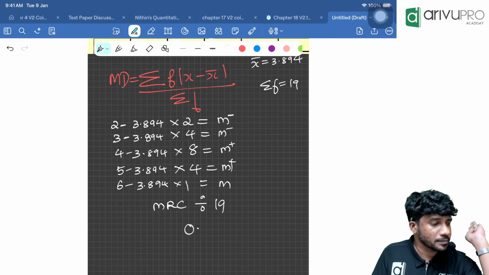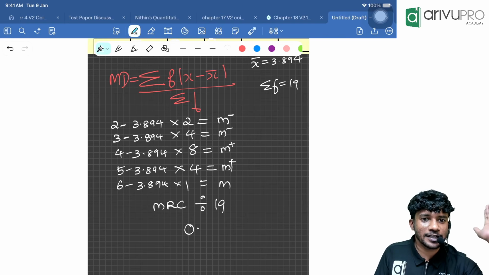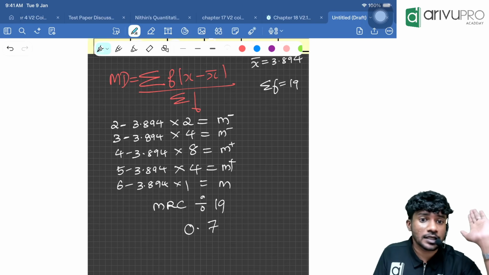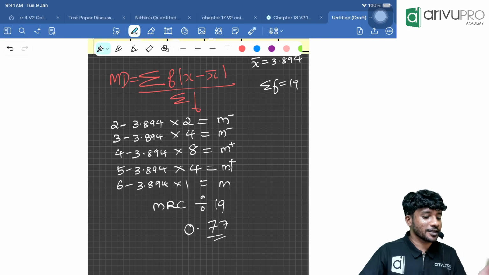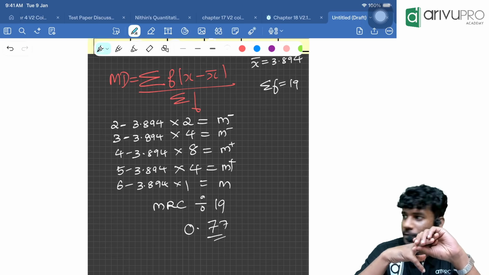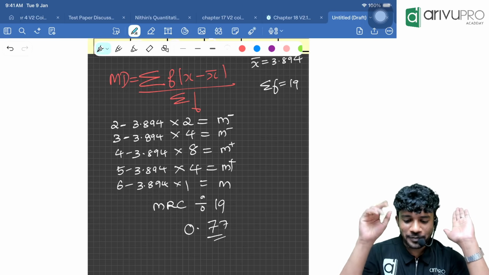Everyone got the same thing? Please confirm. Did you divide it? Everyone divide it. 0.77 something you got? Yes. Fine. Because I got something else, because I was using a new calculator. 0.77. Many people got. Perfect. Done. Understood? Yes.